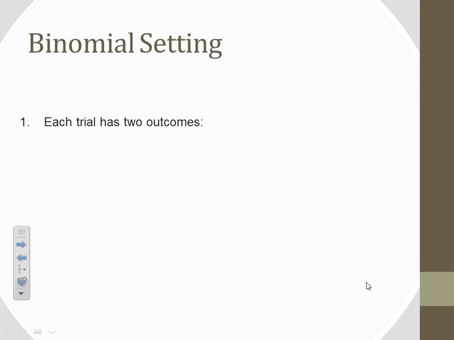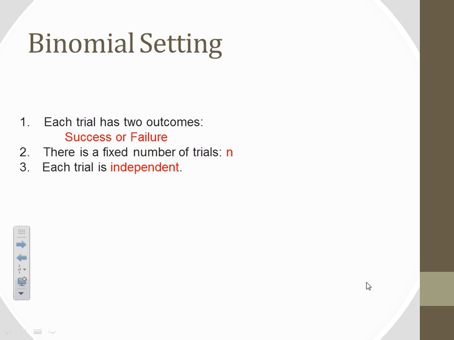Each trial has 2 different outcomes. Either there's a success or there's a failure. There's a fixed number of trials, so we have a certain number of times that we're going to do something. Each trial is independent. Now, this is an important part. This is where, if you're playing some kind of card game, that's out.